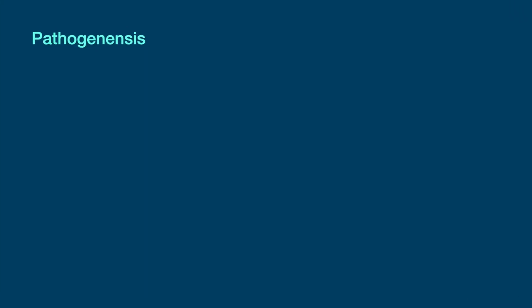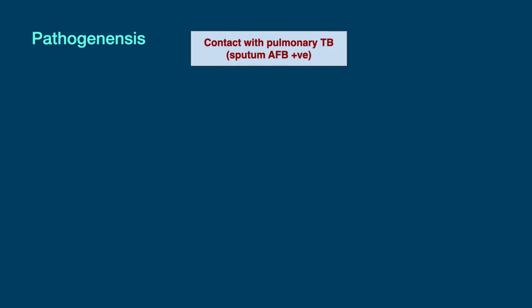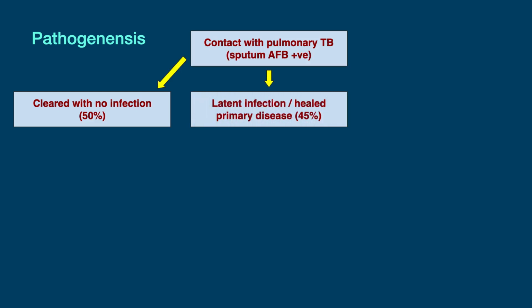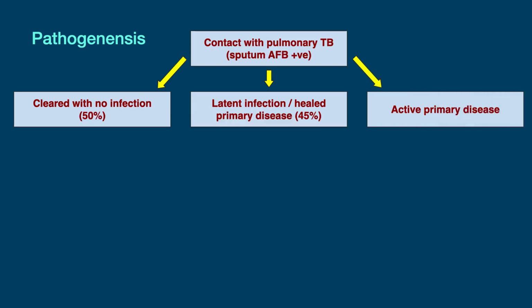When a person comes into contact with another who has sputum AFB positive pulmonary tuberculosis, the bacteria is inhaled and reaches the lungs. There are three possible outcomes to this. 50% of the time it is cleared with no infection. Another 45% of times it turns into latent infection. The remaining 5% will develop active primary disease depending on their host factors.